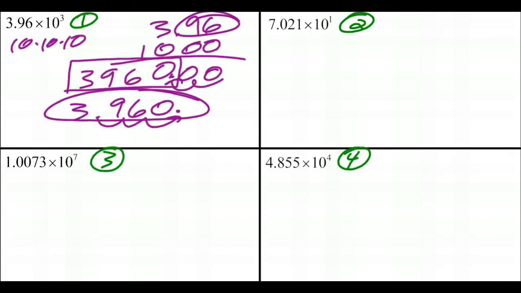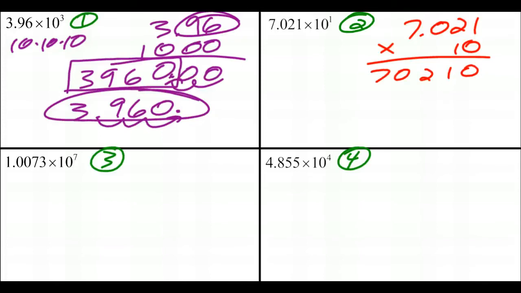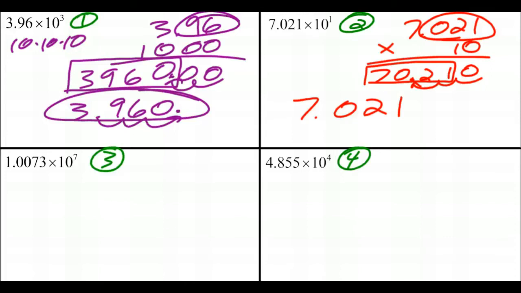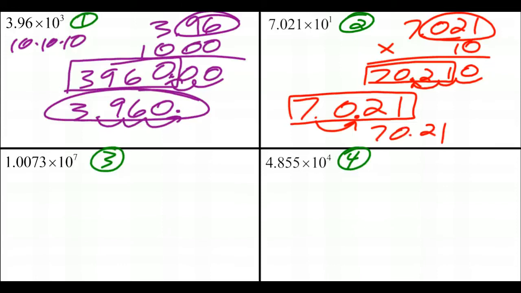For number 2, 7 and 21 thousandths times 10 to the first, which is just 10, that makes our writing of the power of 10 multiplication easier. 0, and then from right to left, again, 1, 2, 0, 7, 3 decimal places, 1, 2, 3, and we get 70 and 21 hundredths. Again, if we looked at it by just moving the decimal point the number of places prescribed in the power, then we would also just have 70 and 21 hundredths.